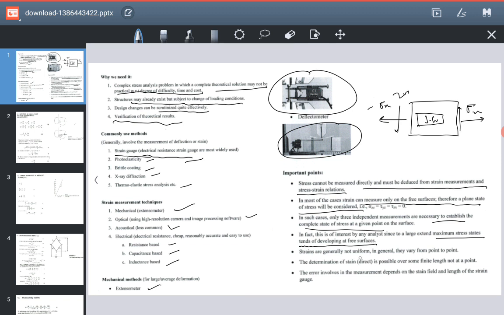Strains are generally not uniform, so they can vary. They do not have to follow a constant rate. The determination of strain is possible over some finite length, not at a point. So strain is not a point phenomenon, but rather the whole of the member goes through the process of expansion or contraction, rather than just a certain point. The error involved in the measurement depends on the strain field and the length of the strain gauge. Okay, we are going to study the error in a future slide.